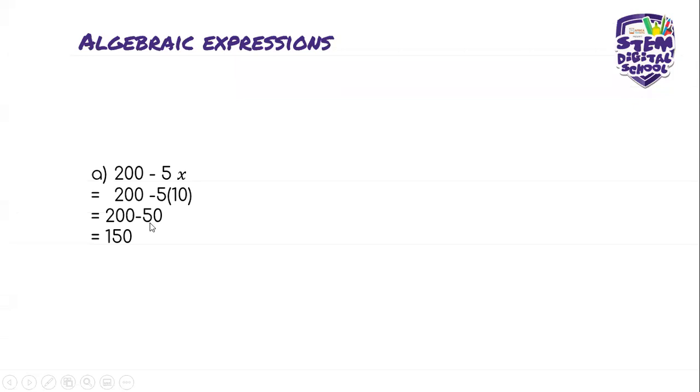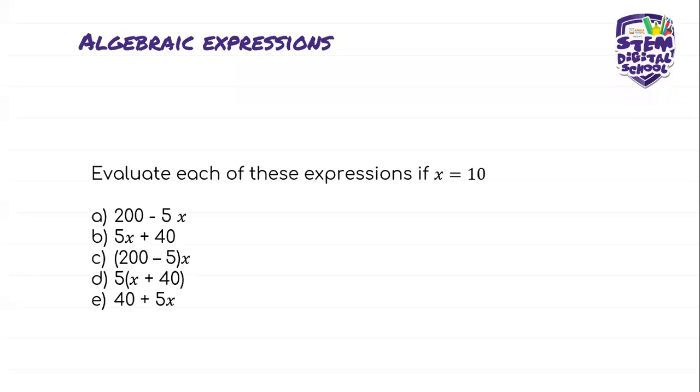So you can see that 200 minus 50 will give you 150. So the value of this expression will be 150. So that will be the correct value of the expression. So in A there, the value of the expression is 150. So we've managed to solve A. Remember, don't confuse the two. Can you see that A together with C, they look almost the same, but they are not the same.